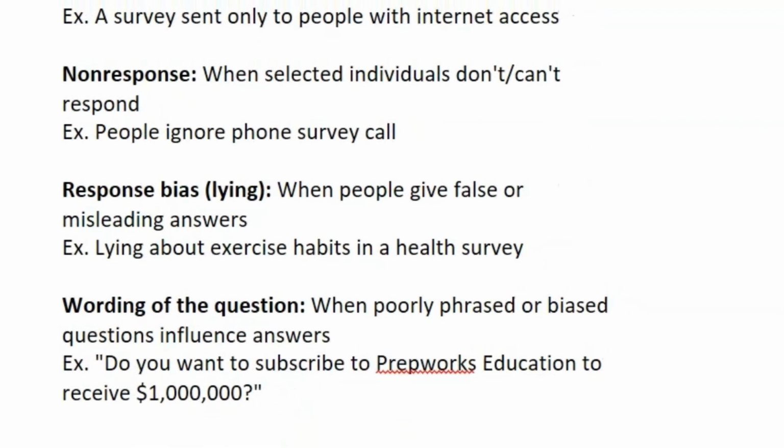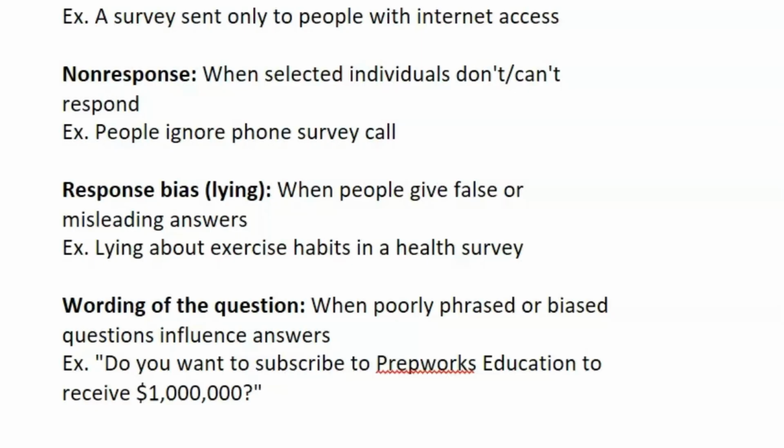Non-response is when your selected individuals don't or can't respond. So for example, if you call somebody and you're like, hey, can you do the survey, and they say no, well, that's non-response bias and a shortcoming as well. Next up, we have response bias, when people give false or misleading answers. So this is like the equivalent of lying.